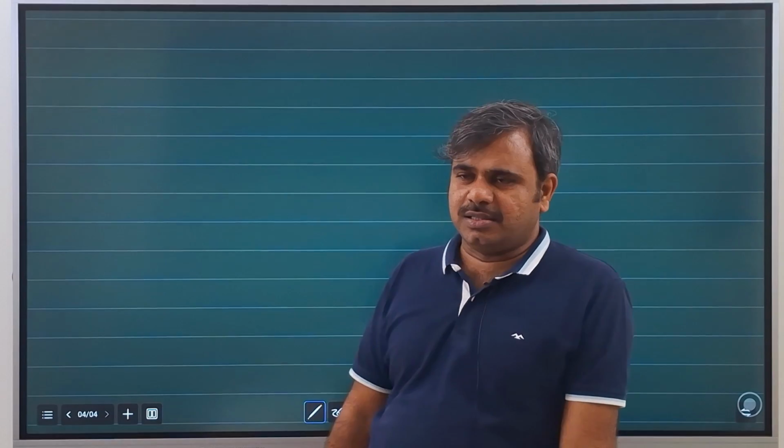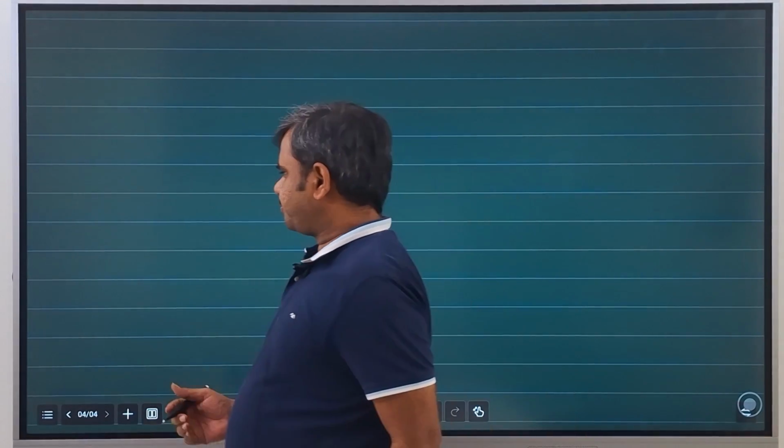Hello students, in the last few classes we discussed basics of trigonometry. We defined trigonometric ratios, sine theta, cos theta, tan theta and their reciprocals. We also have seen how these ratios change as angle theta changes. Now let us discuss few properties of these trigonometric ratios and some trigonometric identities.